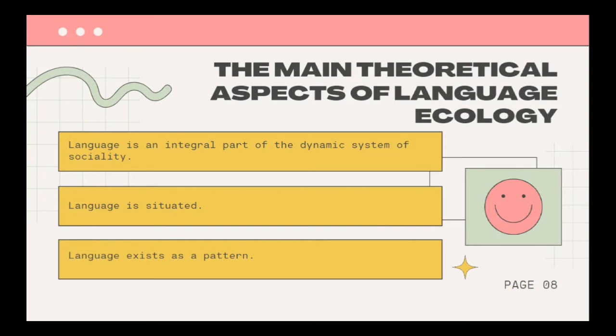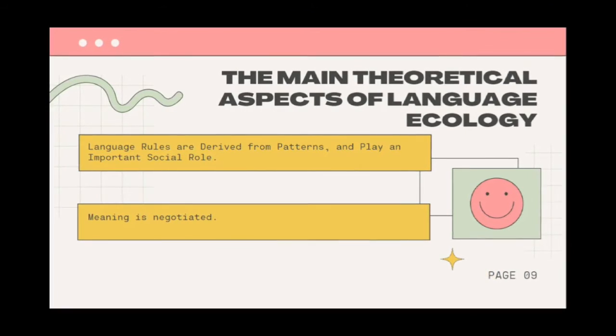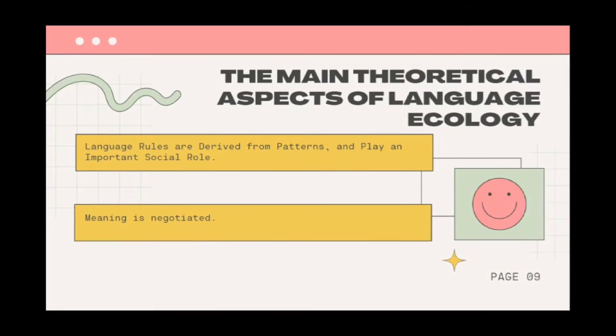Third, language exists as a pattern. Every part of human behavior is a pattern. This pattern leads people to learn how to act and perform something in their daily lives from the experienced and skilled people. Since they share the same patterns of behavior, those patterns will grow the sense of belonging to every member of the community.